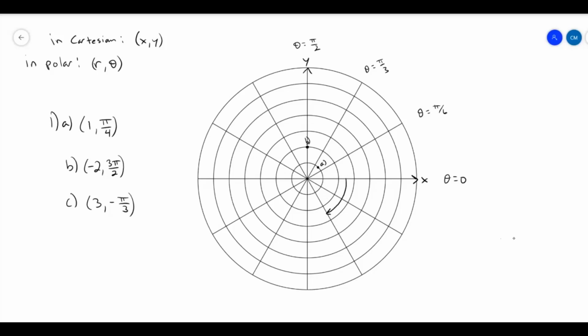And then I need to go out 3 units from the origin at that angle. And so, boom, there's that third dot. It's going to go right there. So that's where C lies.